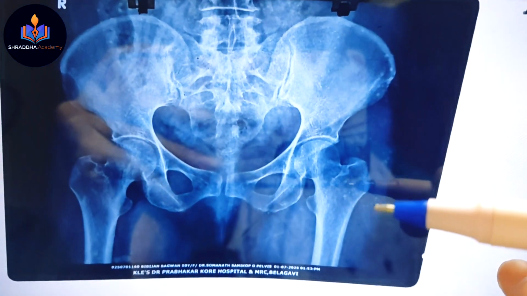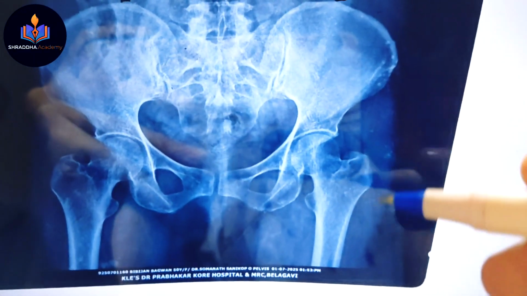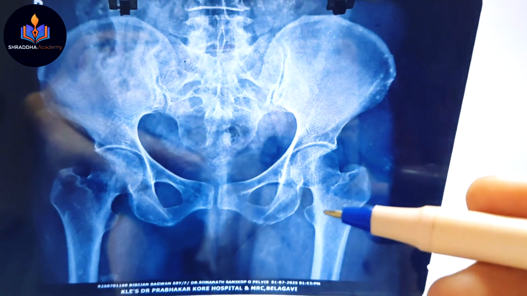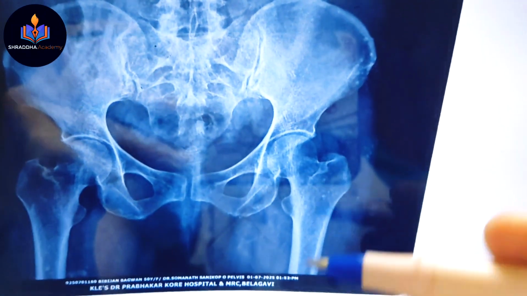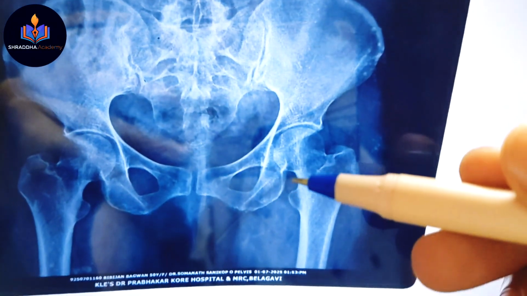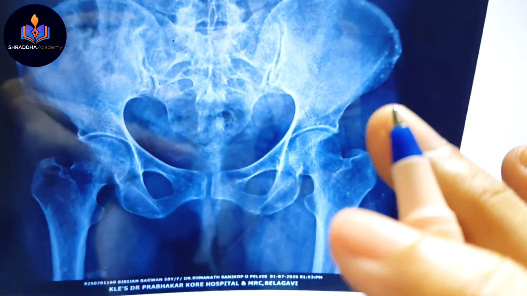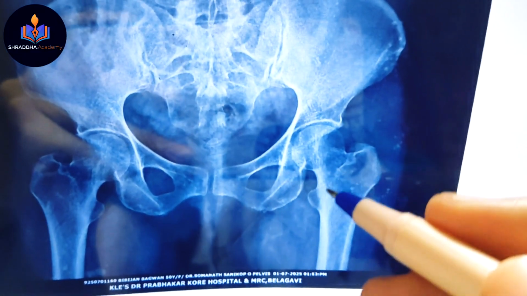At the posterior side you can see the lesser trochanter. In between the greater and the lesser trochanter you will see a line. That line is known as the intertrochanteric line. This is the neck of the femur, and this is the head of the femur. The most commonly fractured part of the femur is the neck of the femur. This is the surgical part.